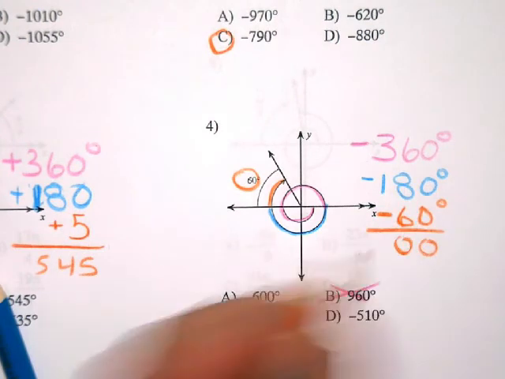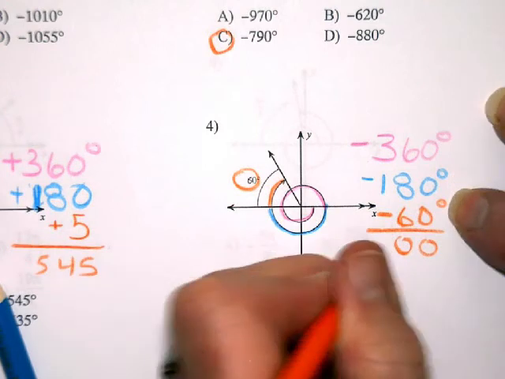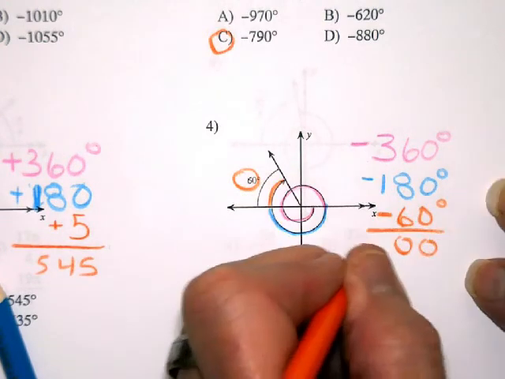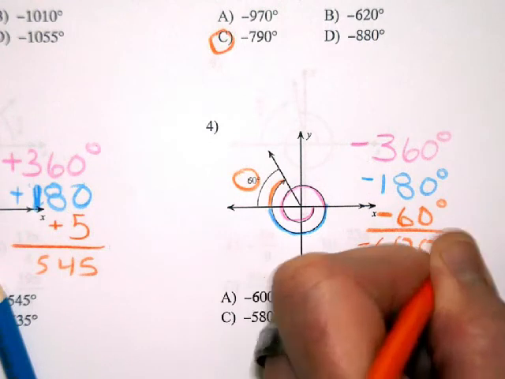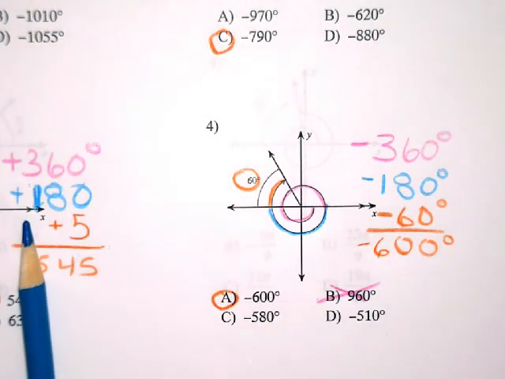So 0, 14, 0, carry the 1. Okay, that carried the 2, so there's the 20. There we go. That looks like a negative 600 degrees.